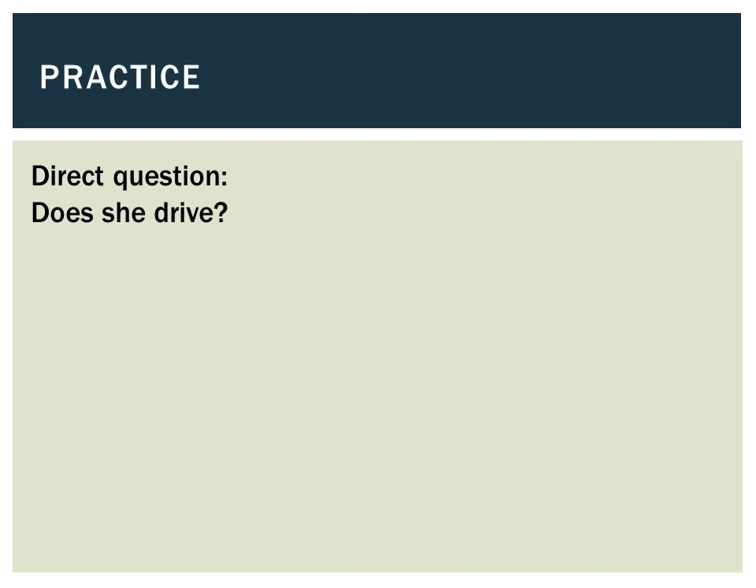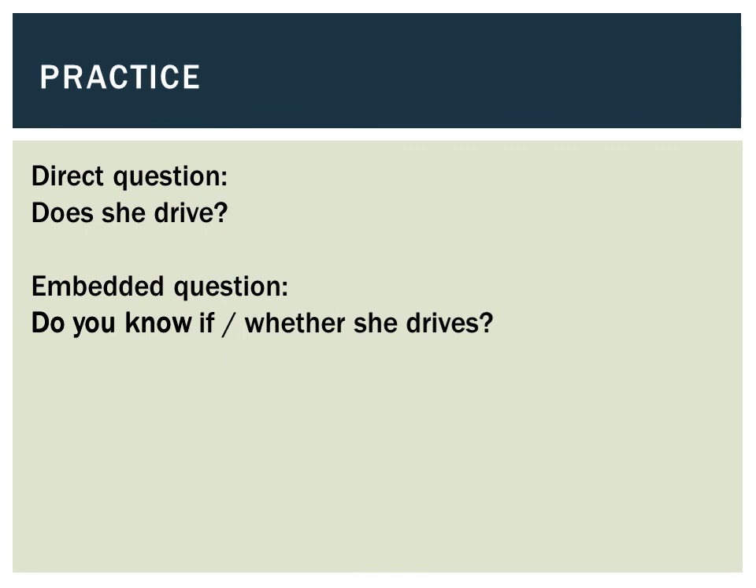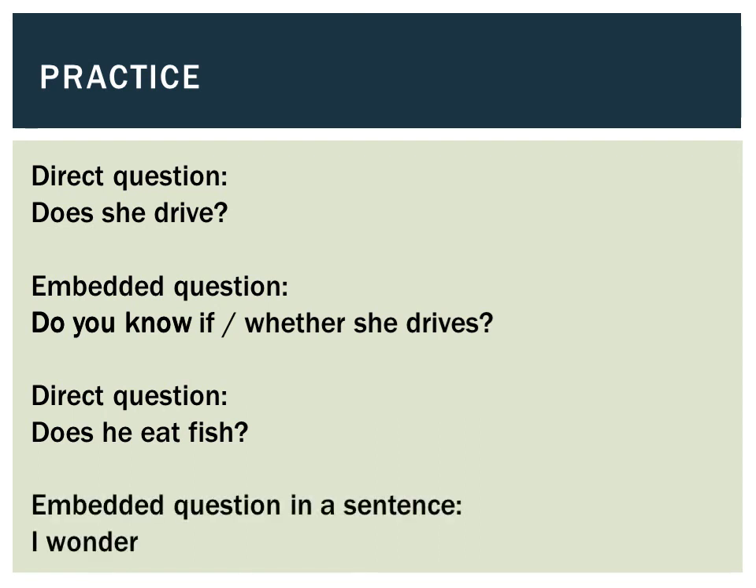Here's a direct question, does she drive? What's the embedded question? Start with, do you know? Do you know if she drives, or do you know whether she drives? Last one. Does he eat fish? This time, let's embed the question in a sentence. I wonder if he eats fish.